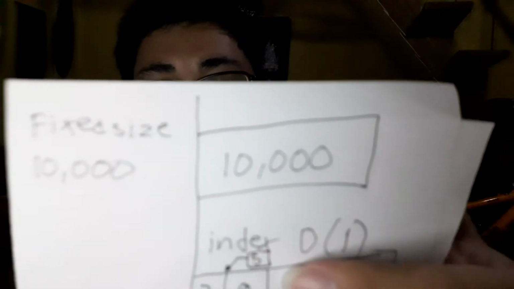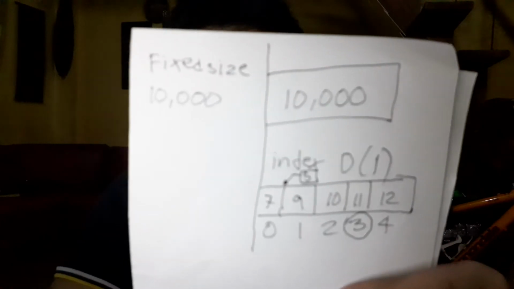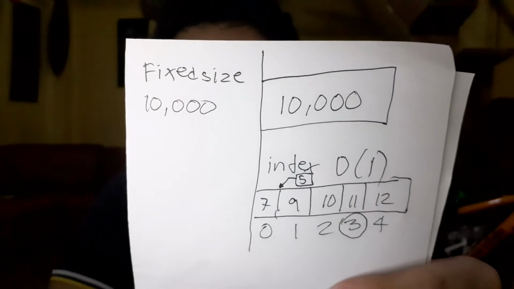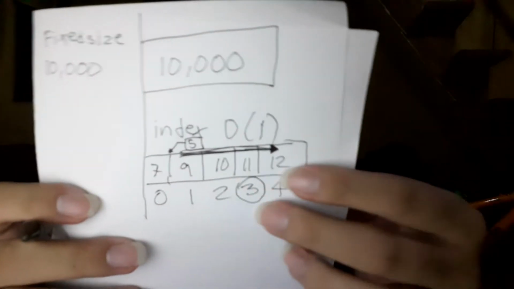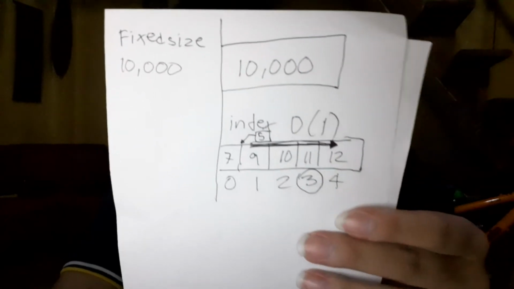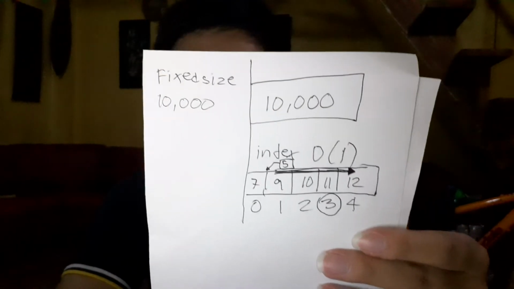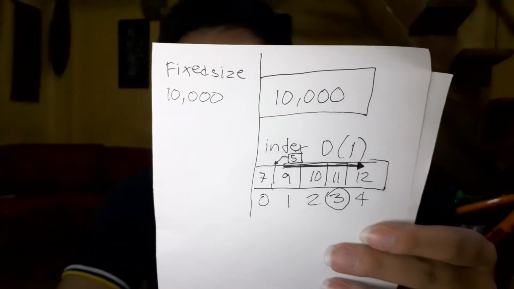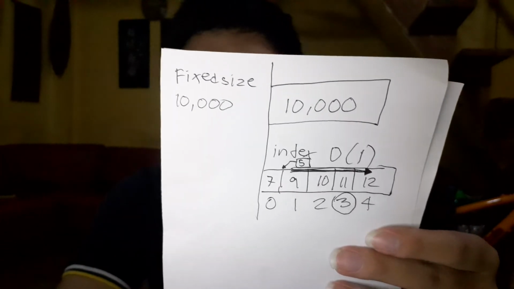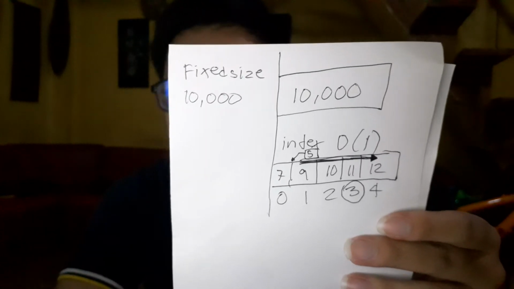Five in between 7 and 9. Well, to do this, we actually need to shift every single item in our array past this point over. And we might even have to remove the last element to make room for this new inserted item. So when we do that, it looks something like this.